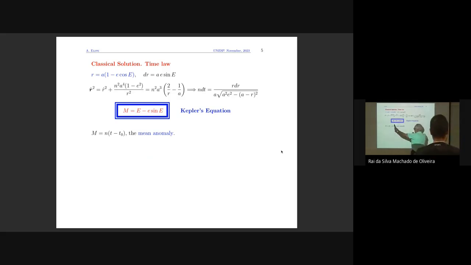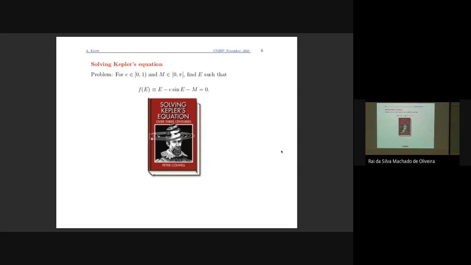If we know what is T, we know the mean anomaly, and then we have to solve this equation because we are interested in obtaining the eccentric anomaly. So this is the classical problem of the Kepler equation, and as I told, we have been trying to solve it for more than 300 years. So it's a very old problem, but also continuously there are new results.